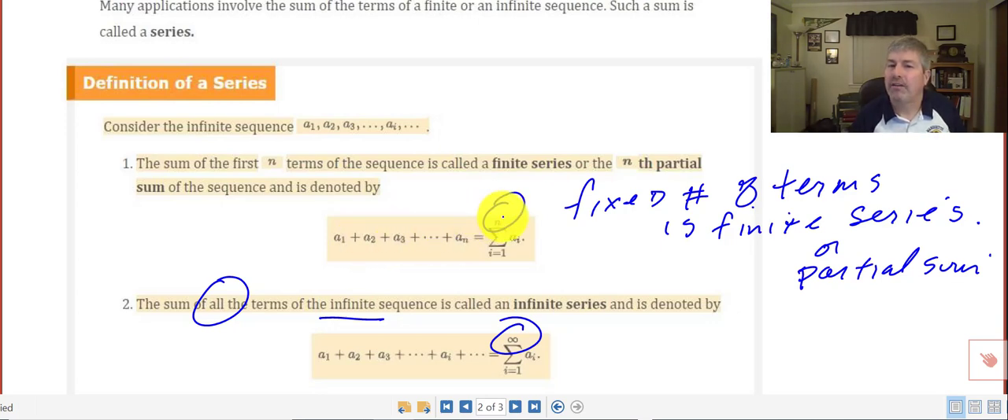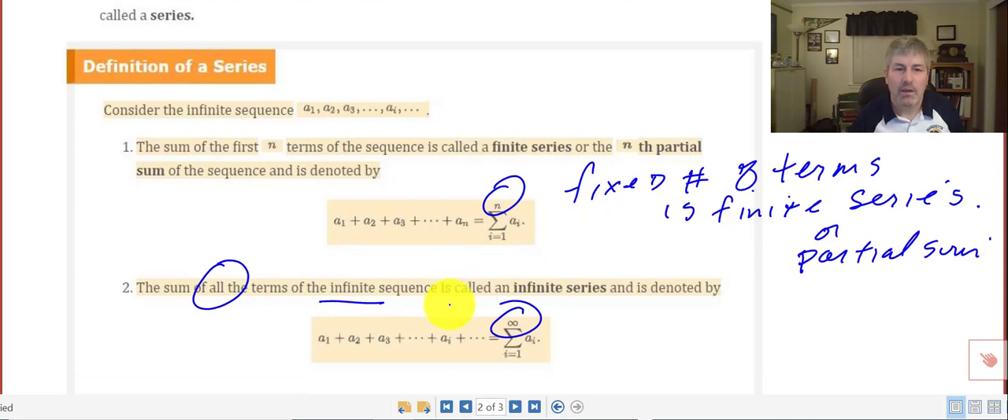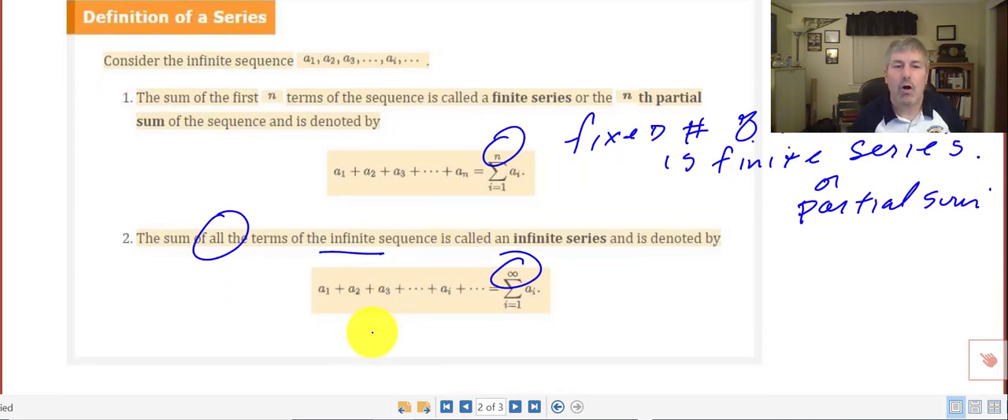So for a fixed number of terms that we're evaluating, that would be a finite series or a partial sum. If we're looking to find the sum of all the terms of an infinite sequence, it's called an infinite series. In those, we're going from 1 all the way to infinity. We have to include everything.